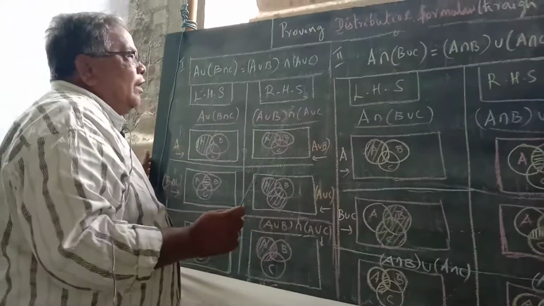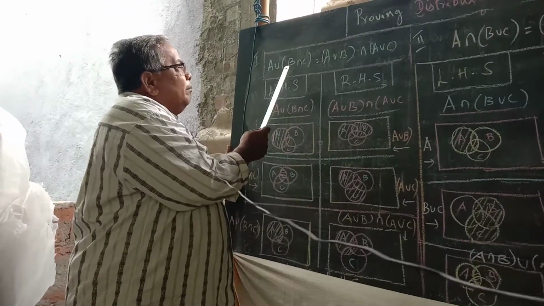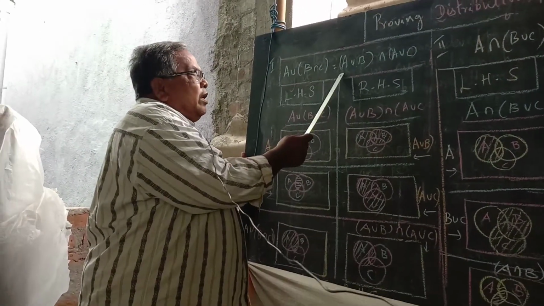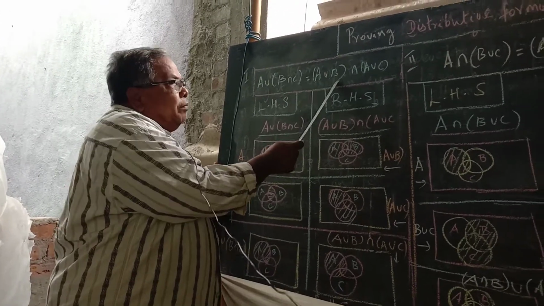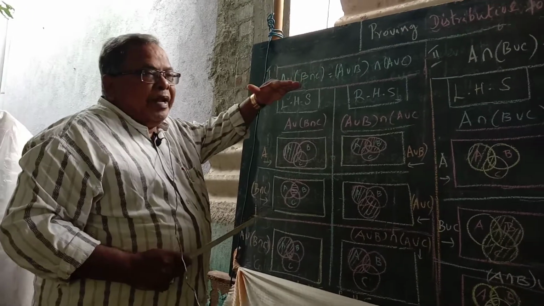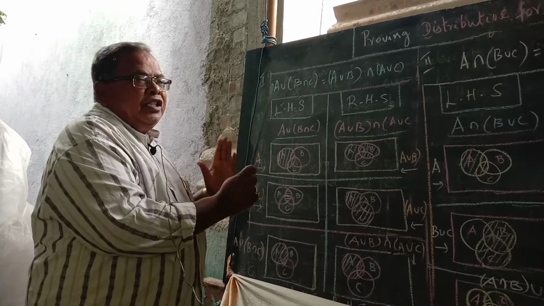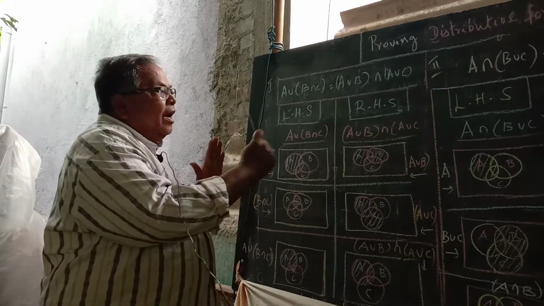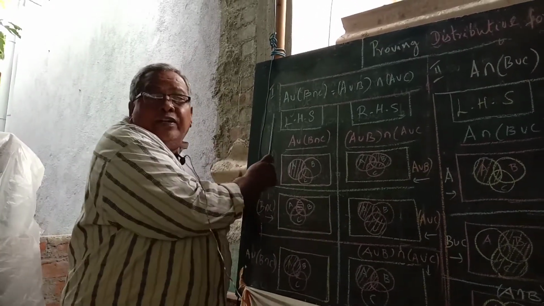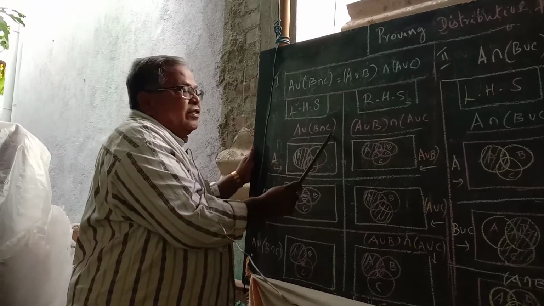Now what to do that? This is the first formula, distributive formula. A union B intersection C is equal to A union B intersection A union C. This is the formula. It should be memorized. Now after writing this formula, you just split this formula into left hand side and right hand side. I am taking left hand side here, that is A union B intersection C.